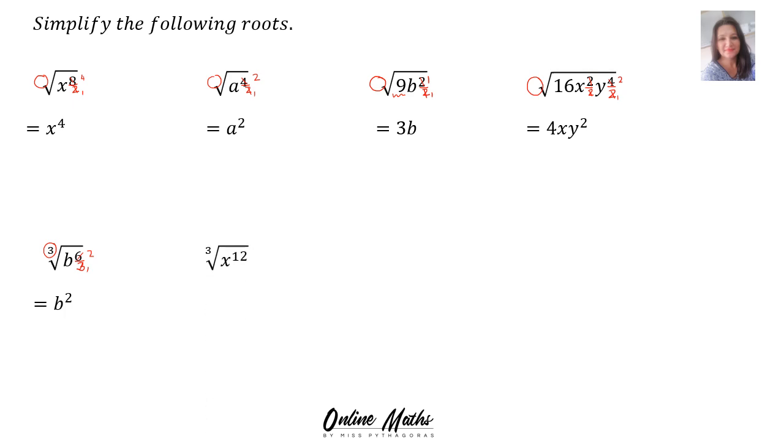The cube root of x to the 12. So what you do, you take the little 3 there, it goes to the exponent, and you divide the exponent by 3. Then you will say 3 goes in itself once, 3 goes into 12 4 times. Therefore the answer is x to the 4.